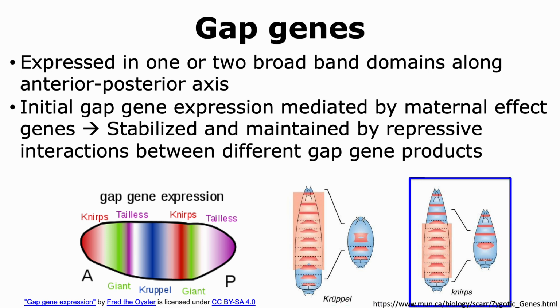The same can be seen when the gap gene knirps is mutated. Now in this case, the embryo has lost other parts of its body and hence there is once again a gap.